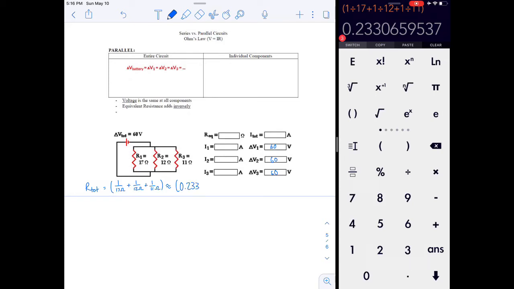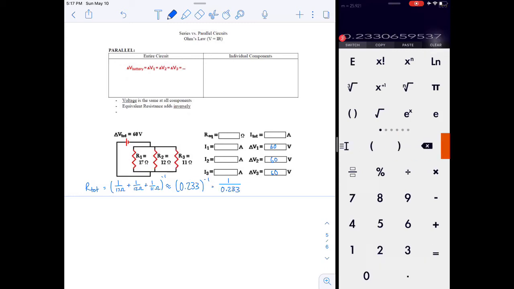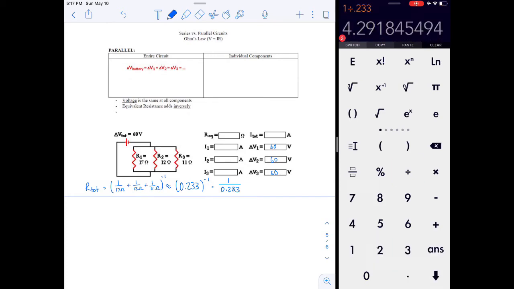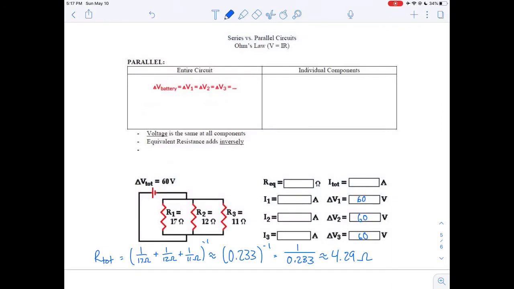0.233. Now what I want to do is actually take the inverse of that, which means I want to take that value and divide it into 1. So I can do 1 divided by 0.233. That's just an approximation. So my total resistance is approximately 4.29 ohms. There.